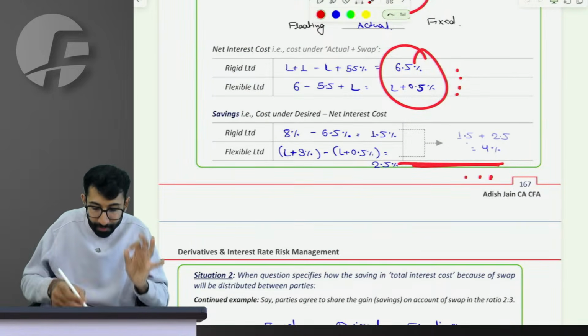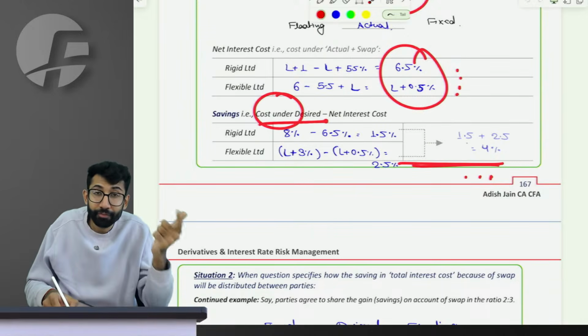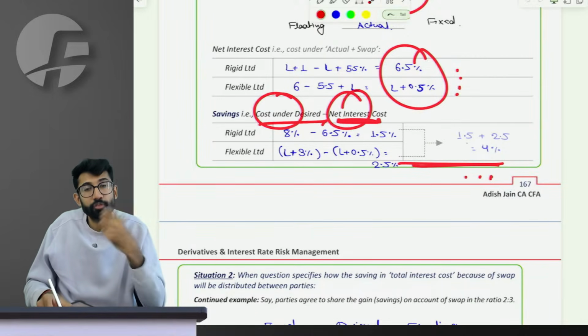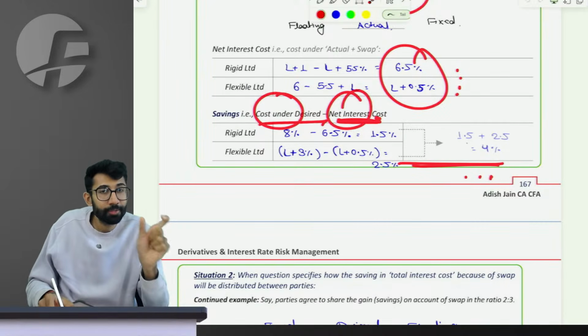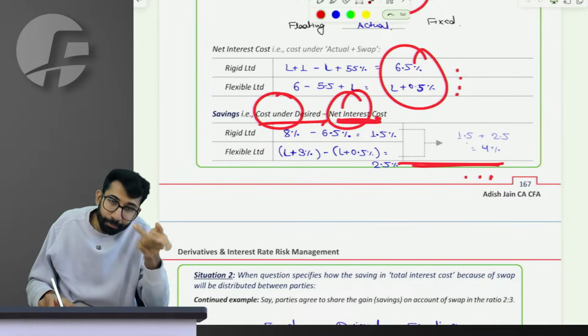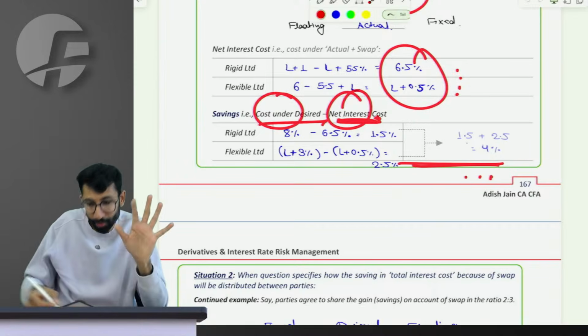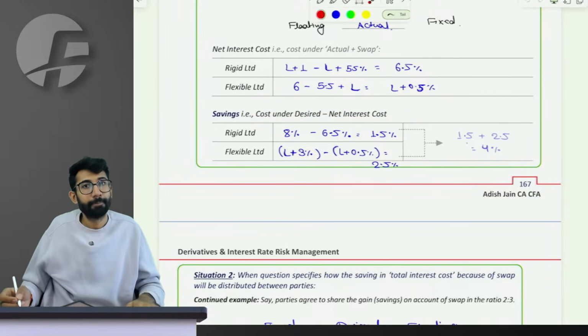the gain or loss. The common sense is the cost at which you could have done it directly, then the net interest cost when you go through us by way of actual plus swap. Actual is opposite to what you wanted, plus swap makes you back to what you wanted. This is the savings then.